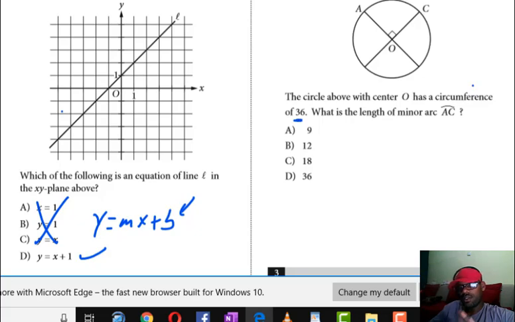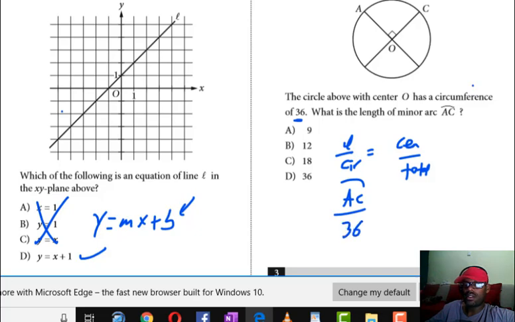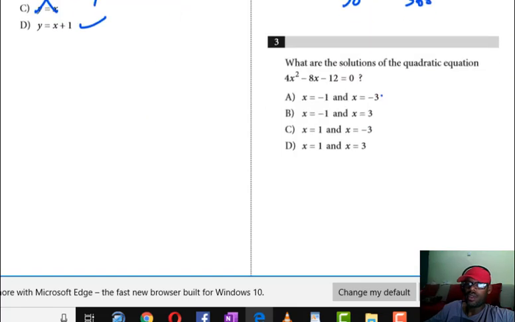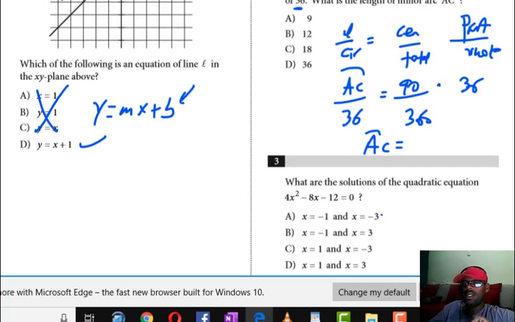ሁለተኛ ደግሞ a circle above with center O has circumference of 36. Circumference ተሰጥቷቸዋል what's the length of the minor arc. ስለዚህ እንደዚህ አይነት ጥያቄ ደግሞ የምትወስዱት ሬሽዮ ነው፣ የአርክ ሌንግዝ ሬሽዮ with the circumference to the central angle, central angle to the total angle. ሰጥቷቸዋል central angle 90 ዲግሪ ነው so total angle 360 degree ነው። part to whole ratio ነው። Multiply both sides by 36, and then divide both sides by 36... 90 ሲካፈል 10 ስንት ይሆናል 9. So your answer will be 9. The key is you are going to take part to whole ratio.